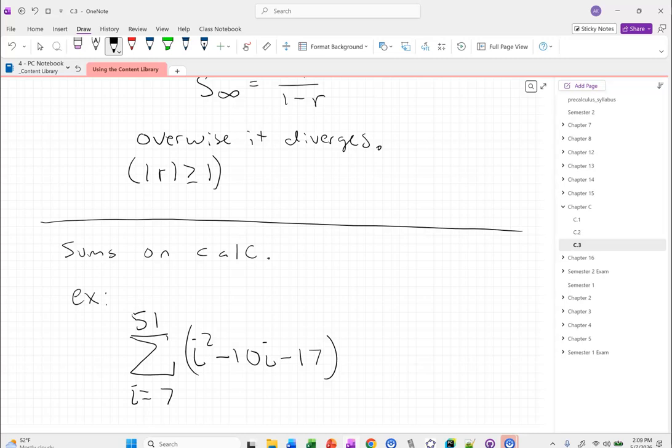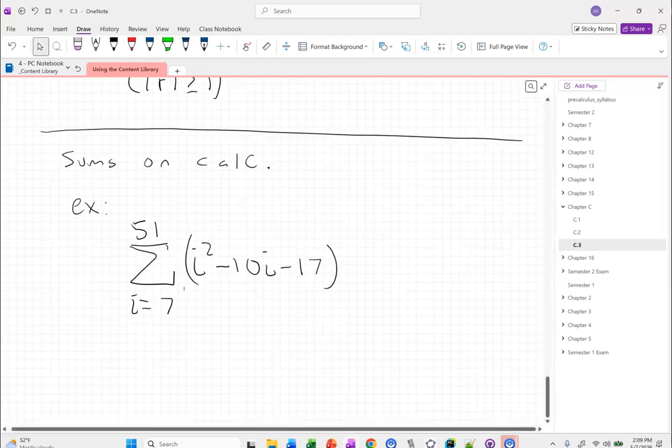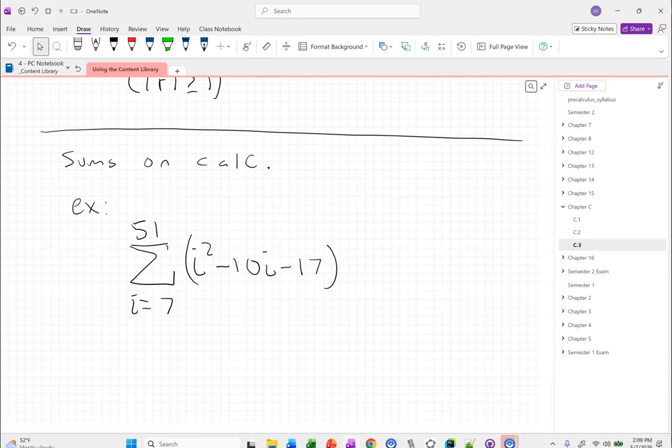So let's say I wanted you to compute the sum described here using sigma notation. This is a pure calculator problem. Let me fire up my calculator here.